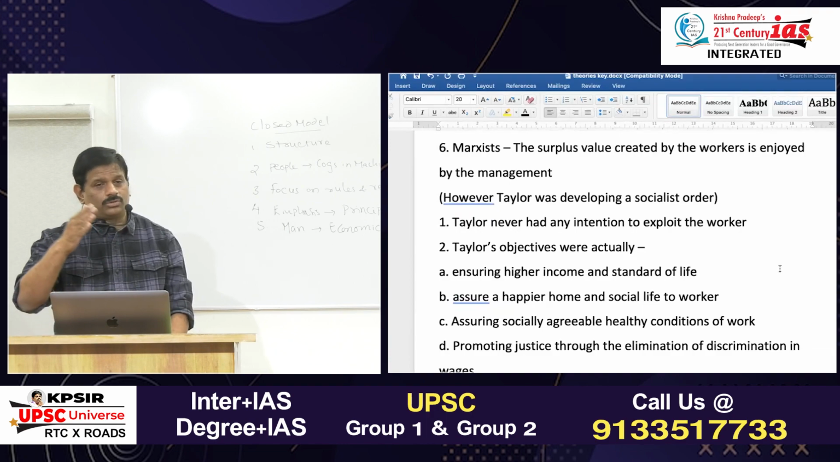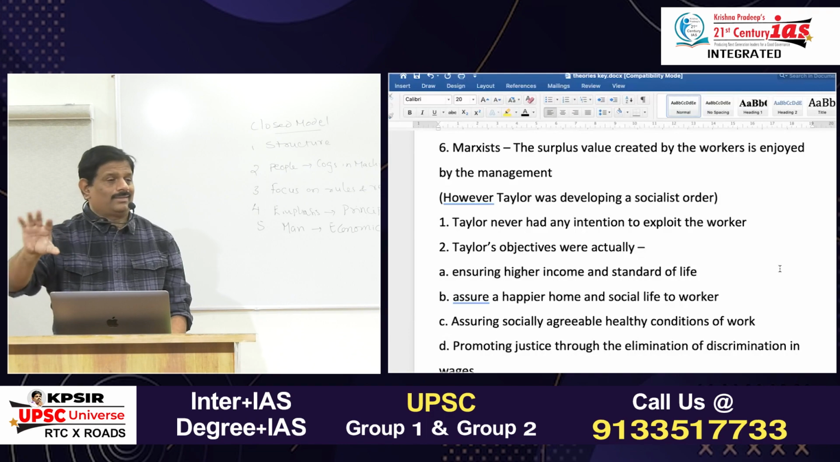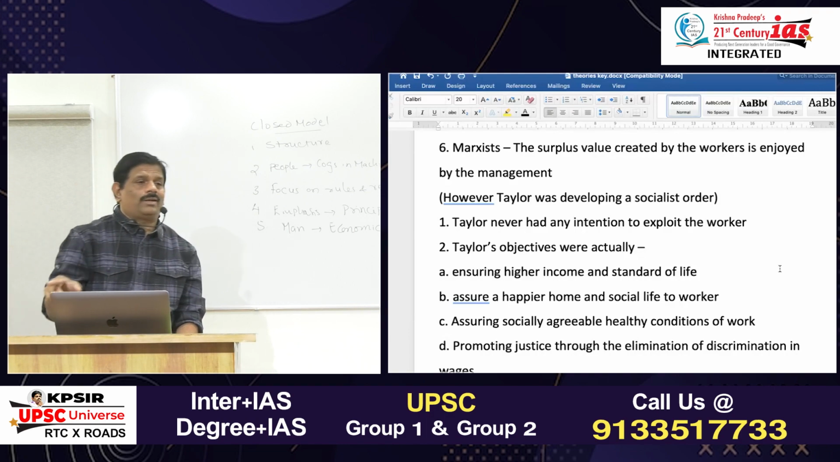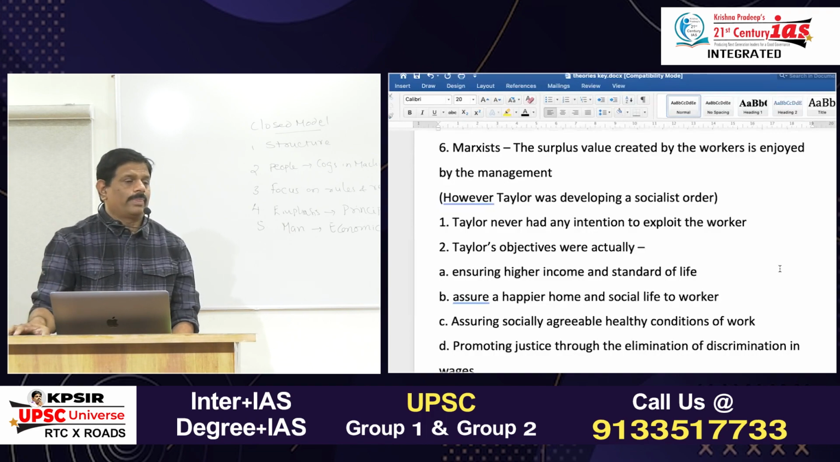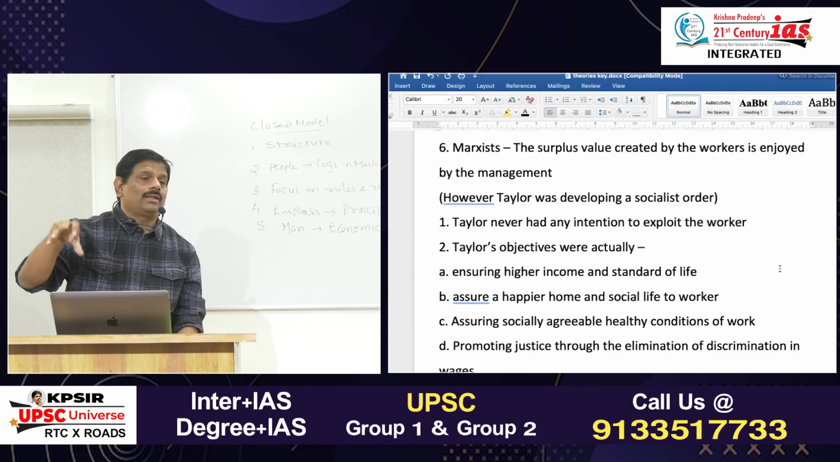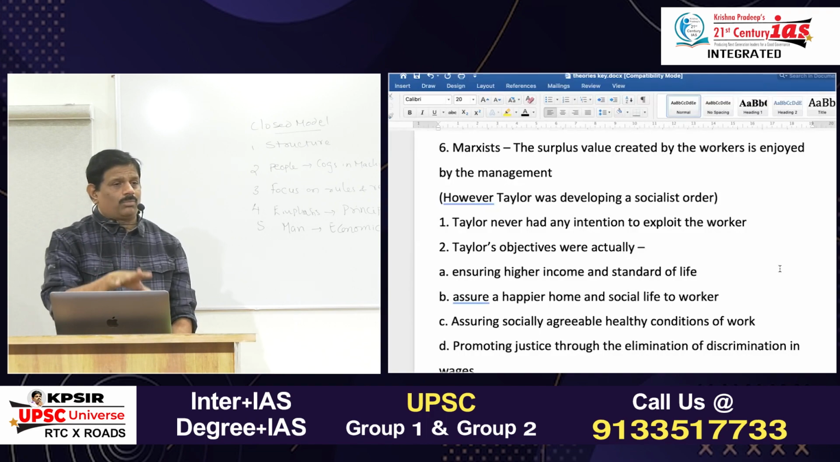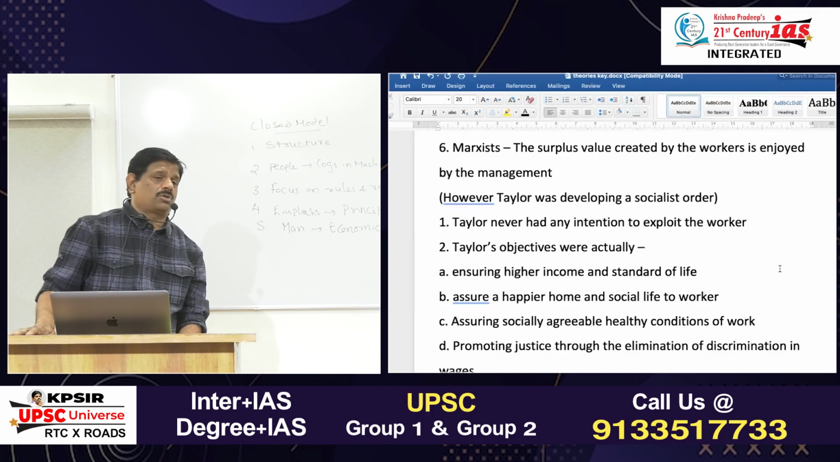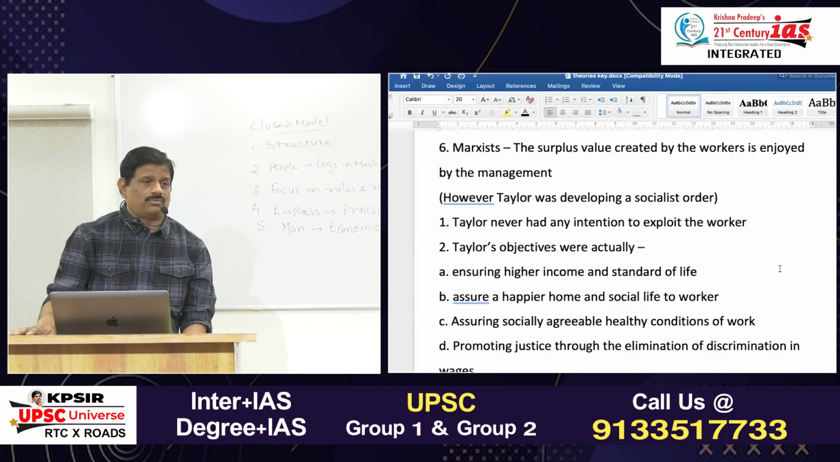However, we should also write about the other side, the second dimension. What is the second part of the question? How scientific management has created a socialist order. That should be the second dimension. The socialist order means creating a classless society. Equitable distribution of wealth among all the people. It should not be equal distribution of work, but equitable distribution of work.